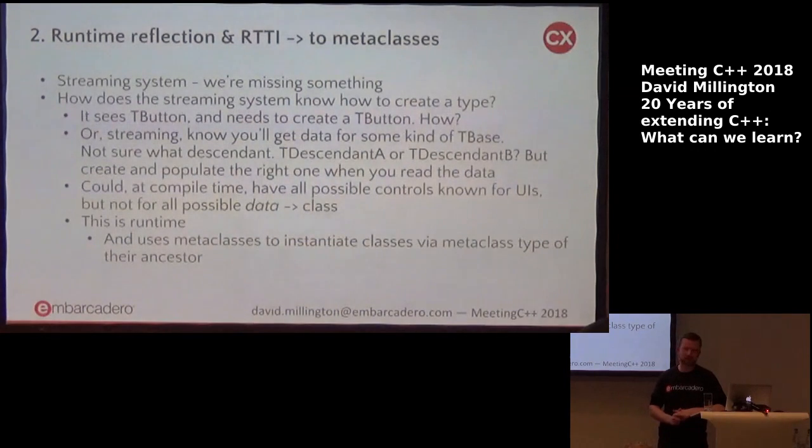So we do this at runtime. And the connection between this concept and the missing link here that we haven't quite got to is the use of metaclasses. A metaclass allows you to instantiate classes via the metaclass type of the base type that you know about, which you can use to instantiate some kind of unknown descendant inherited type.